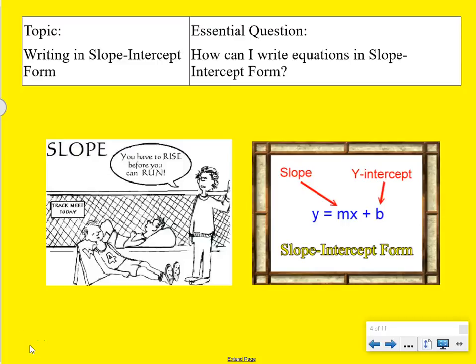Today we are going to be learning about writing in slope-intercept form. Our essential question is, how can I write equations in slope-intercept form?